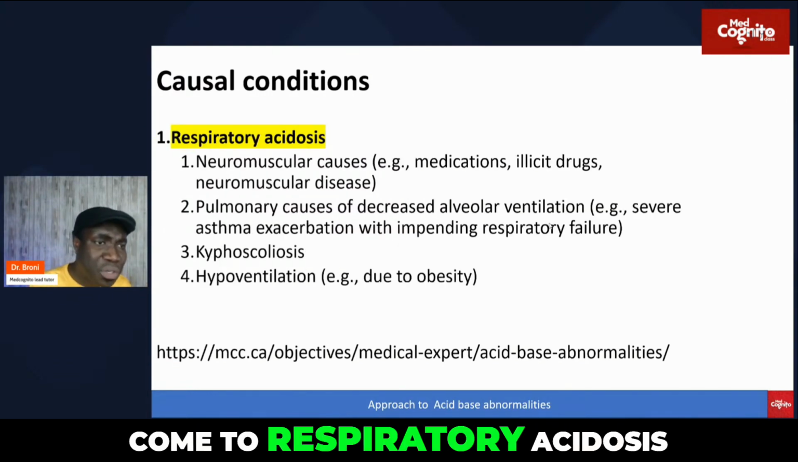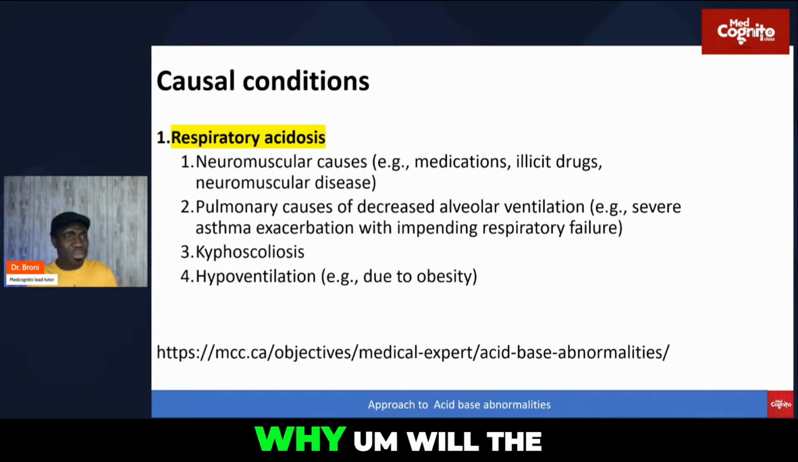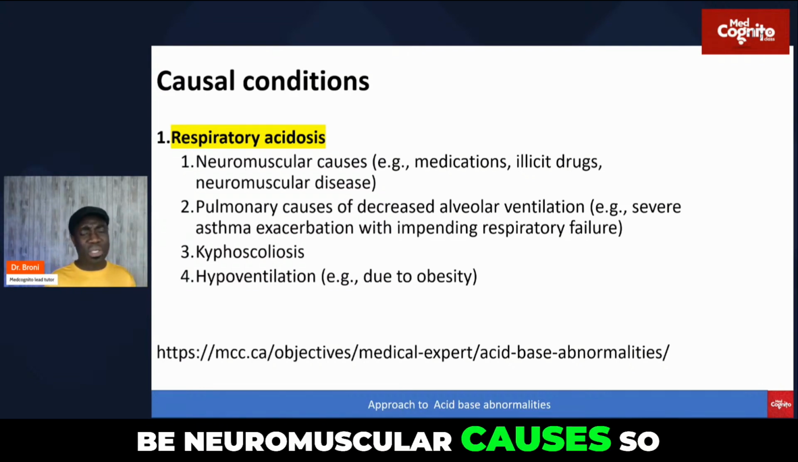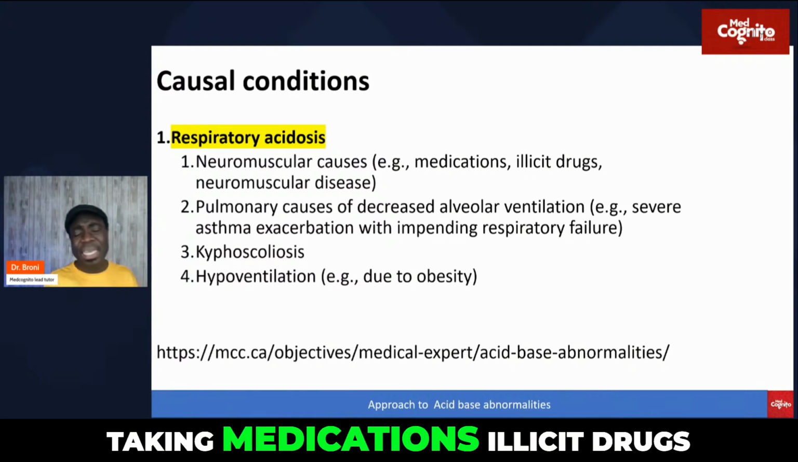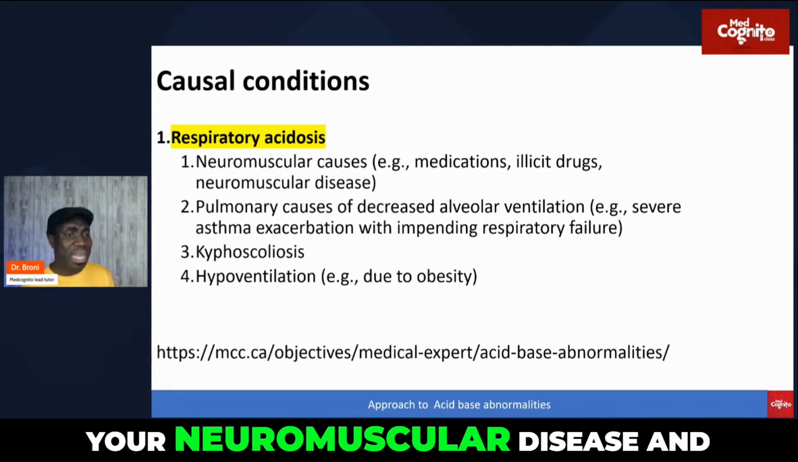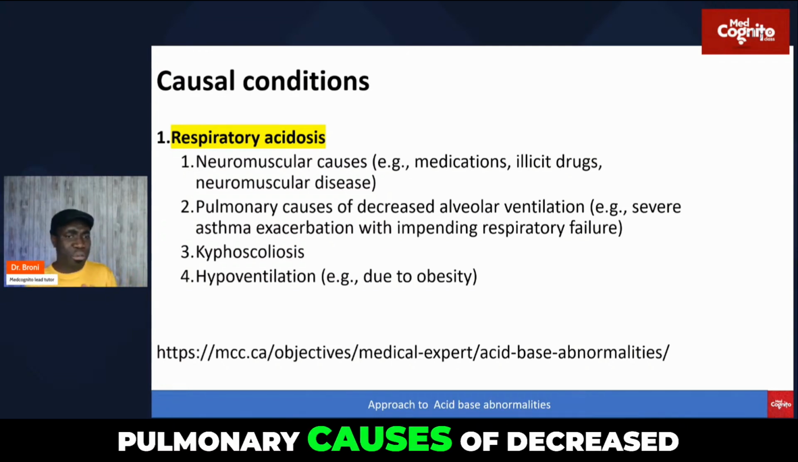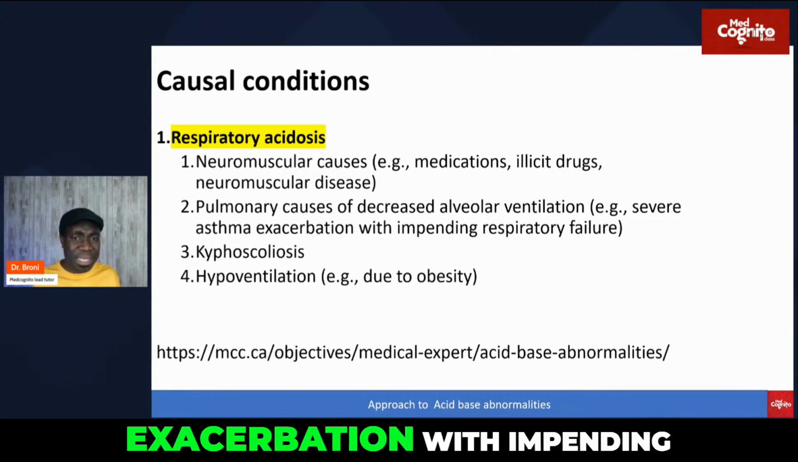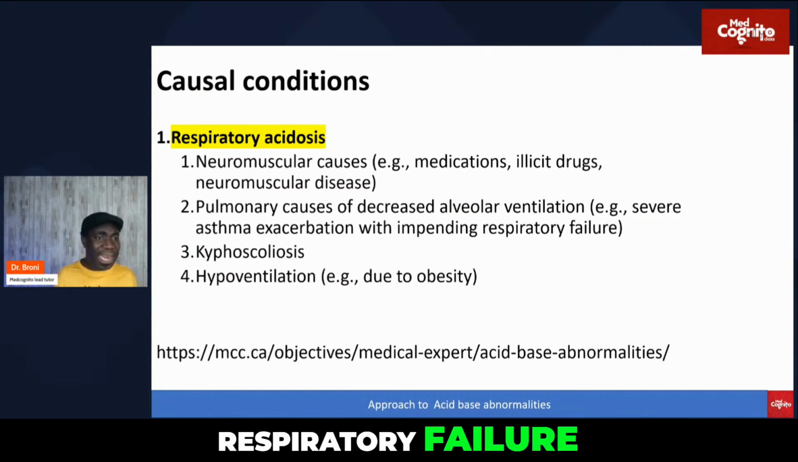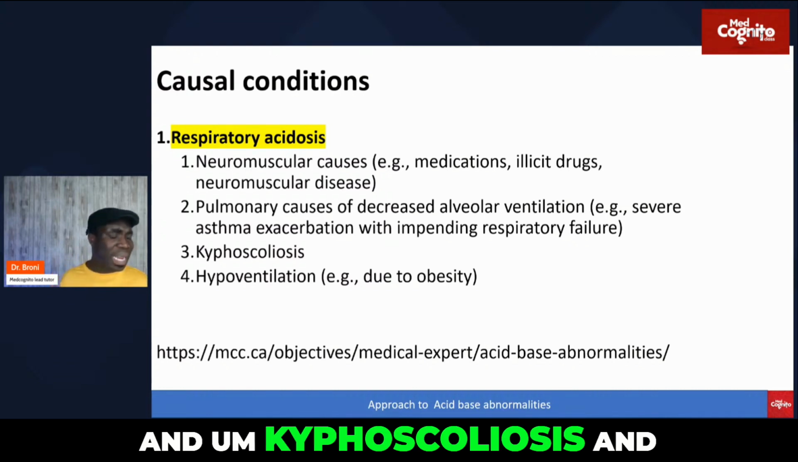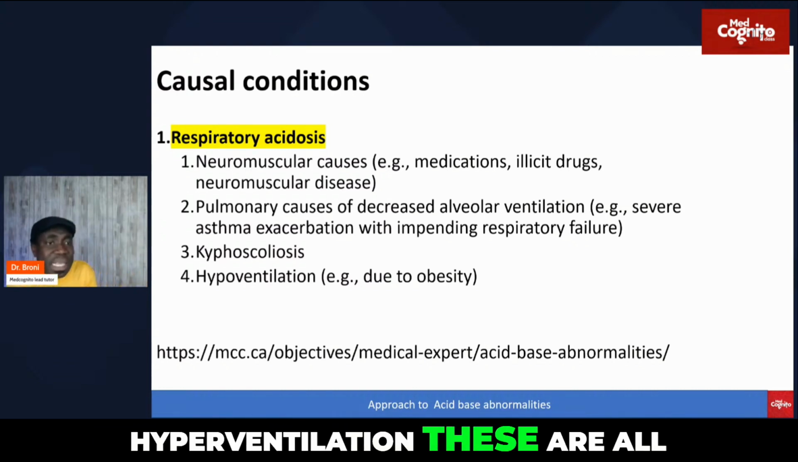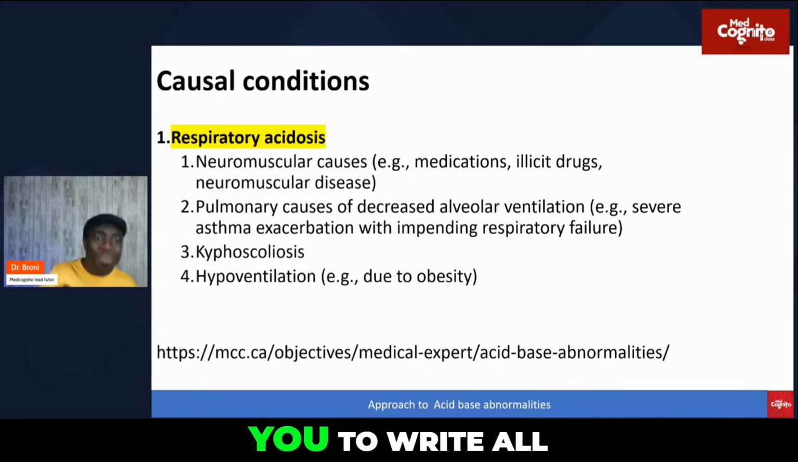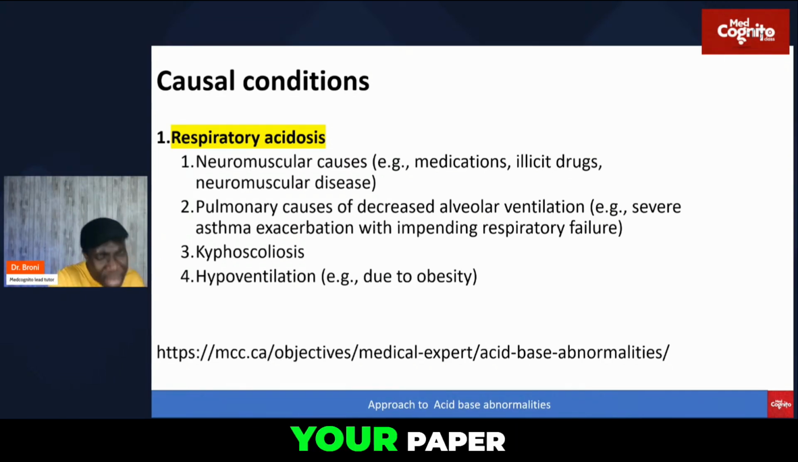And then when we come to respiratory acidosis, why will a patient develop respiratory acidosis? The causal condition can be neuromuscular causes, so a patient who is taking medications, illicit drugs, or has neuromuscular disease, and pulmonary causes of decreased alveolar ventilation, for example severe asthma exacerbation with impending respiratory failure, and kyphoscoliosis and hypoventilation. These are all causes of respiratory acidosis. So if you're taking your notes, I need you to write all of these down in your paper.